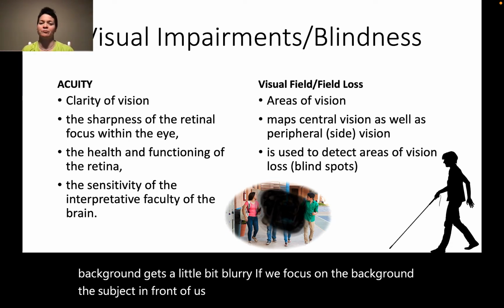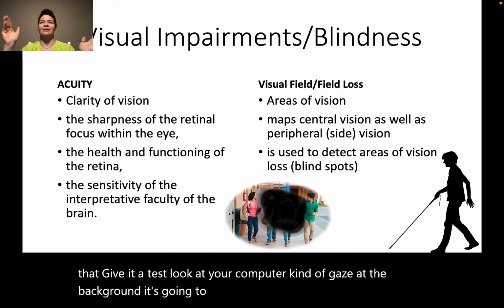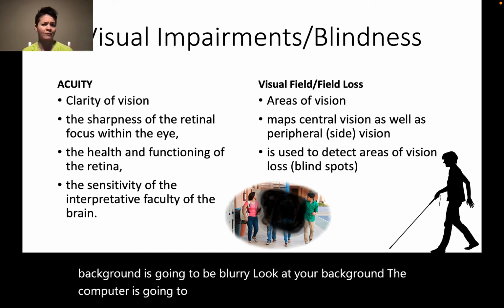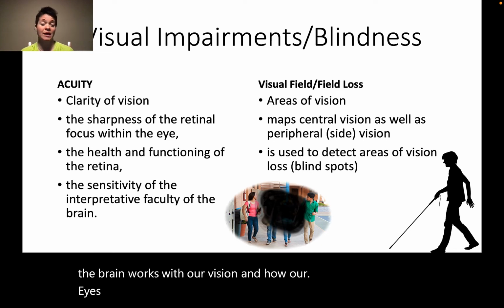And you could just practice that, give it a test, look at your computer, kind of gaze at the background. It's going to be blurry. Look at your background, the computer is going to be blurry. So it's pretty amazing how much the brain works with our vision and how our eyes react to be able to increase clarity and acuity.